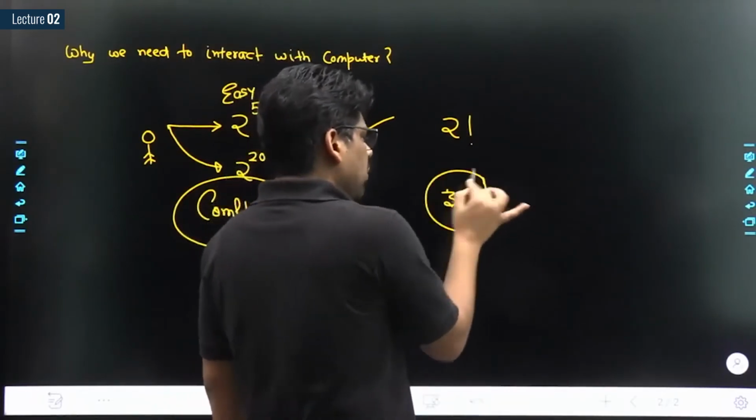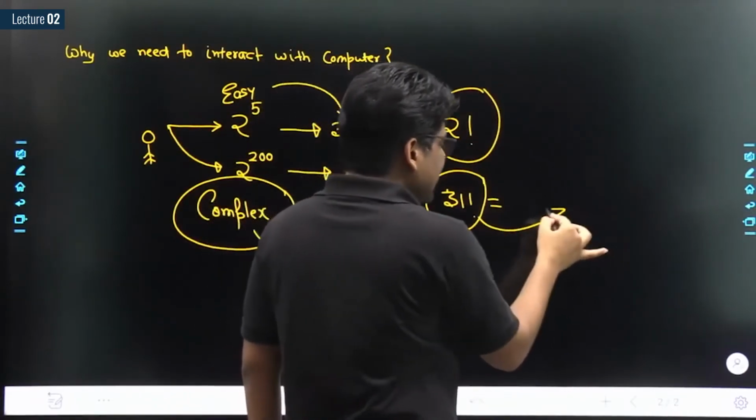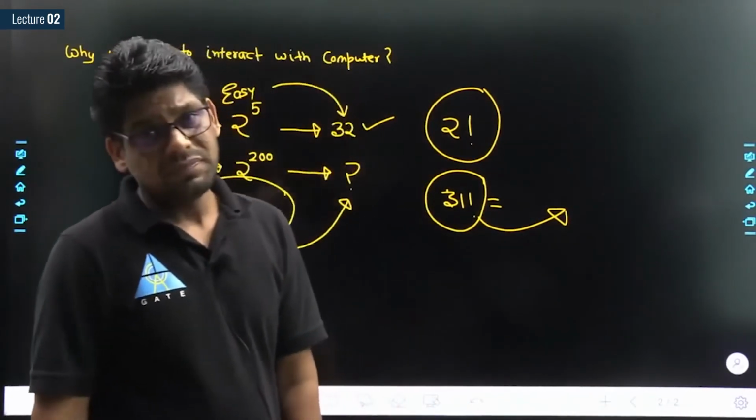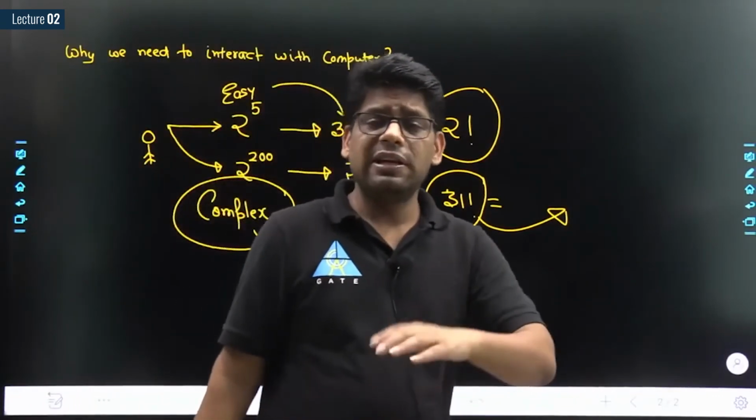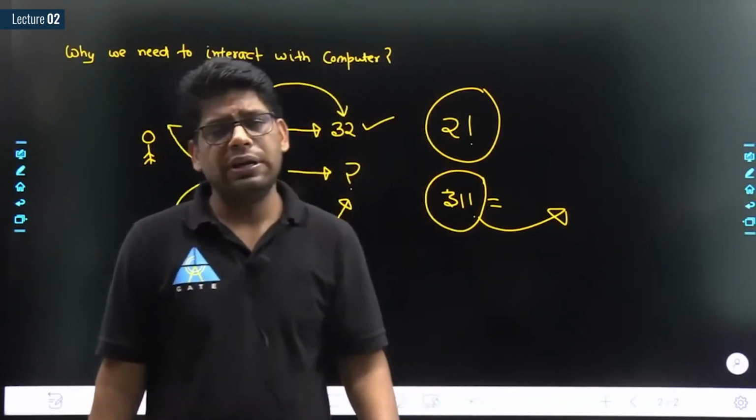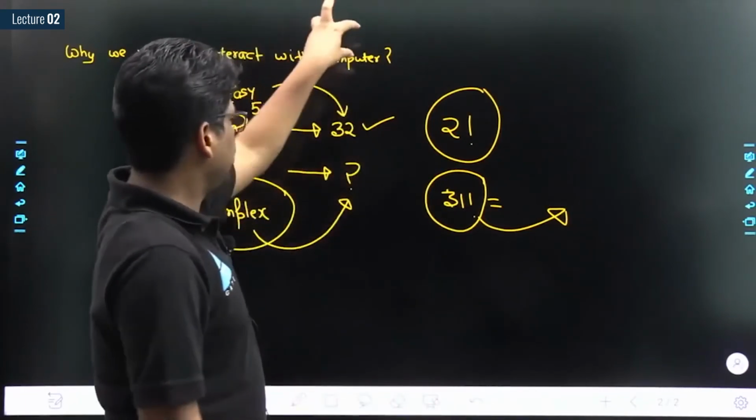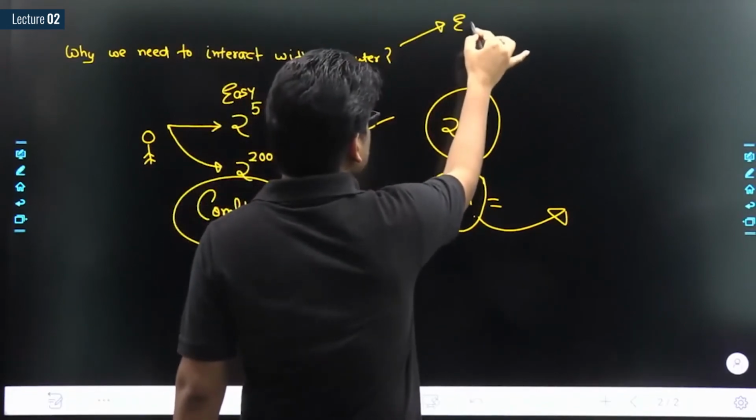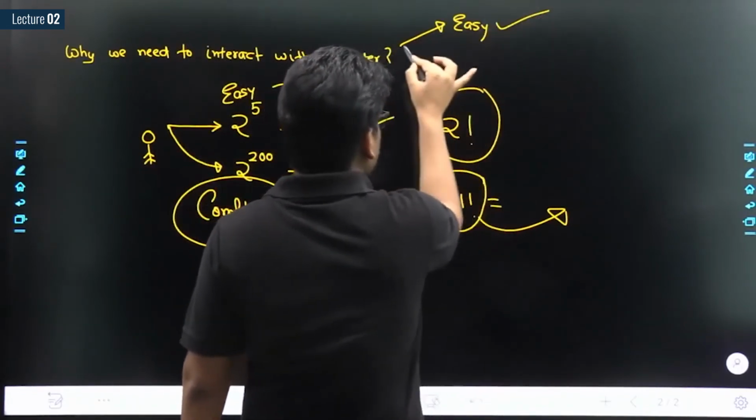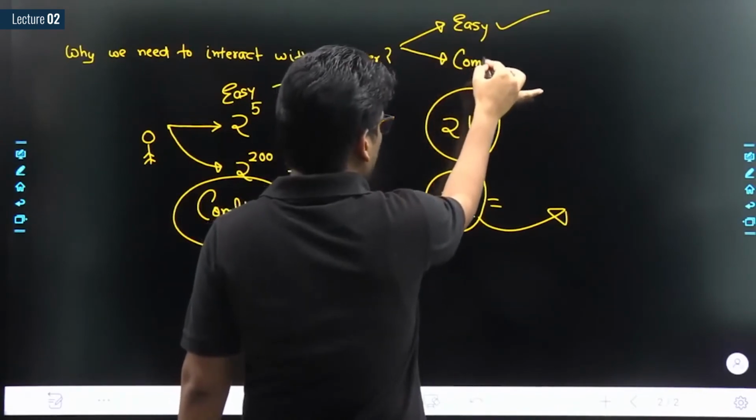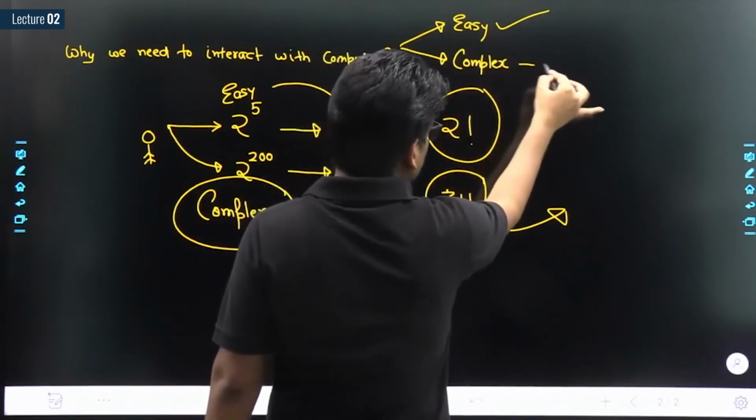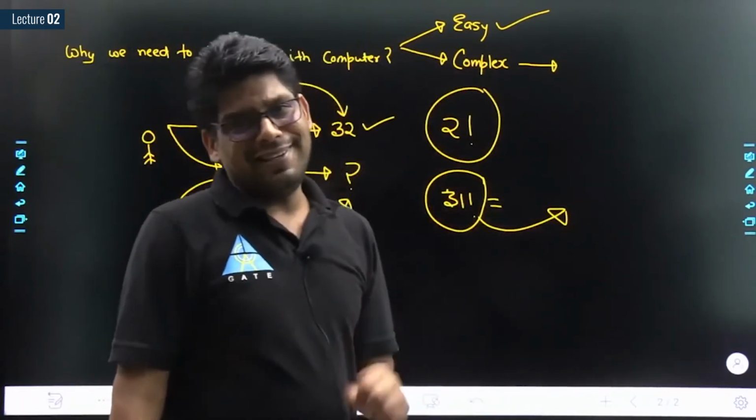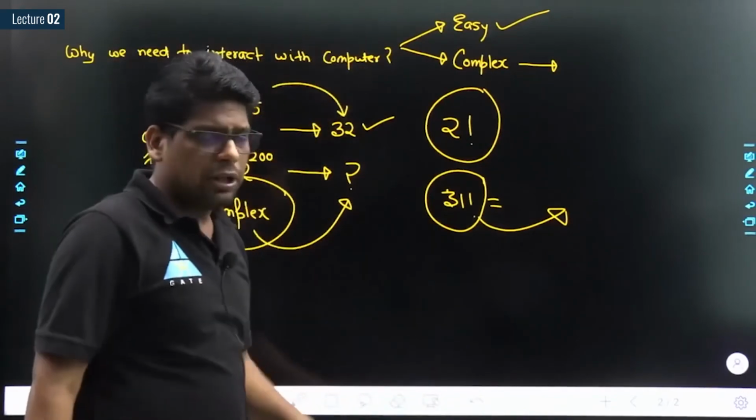But for complex problems, we communicate with electronic devices, no matter whether it is a calculator, a computer or any other electronic device. So we want to interact with the computer for complex problems. For easy problems, we can answer directly, but for complex, large problems, we cannot answer directly. We take help of machines. So we want to interact with the computer. Okay, we got the answer.